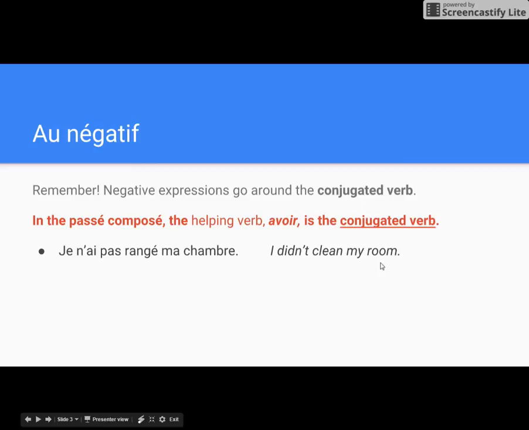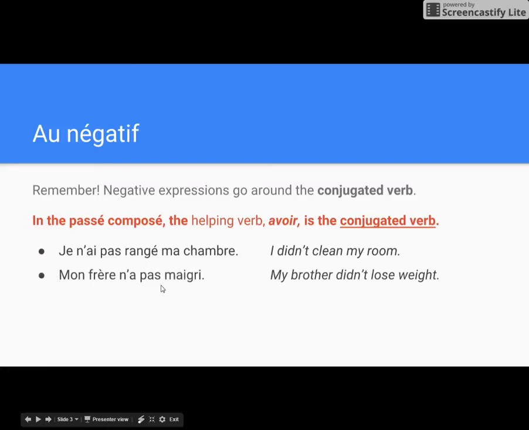I didn't clean my room. So here we have the passé composé, ai rangé. The ai, from avoir, is conjugated, so ne pas goes around the conjugated verb, and pas is going to go in between our two parts of the passé composé. Je n'ai pas rangé ma chambre. I didn't clean my room.